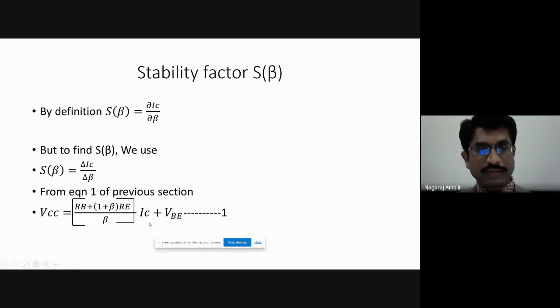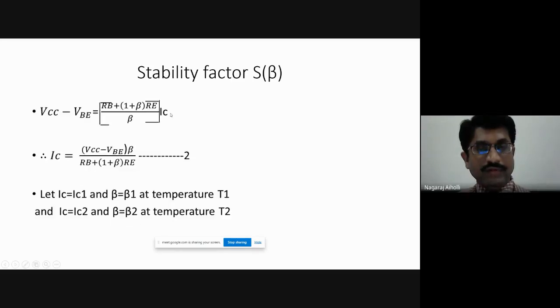Okay, VCC minus VBE, I'll take VBE to the LHS. It will become minus VBE. VCC minus VBE is equal to RB plus (1 plus beta) into RE by beta, the whole multiplied by IC. Now I want the equation for IC, right? Because we are interested in finding the value of collector current always.